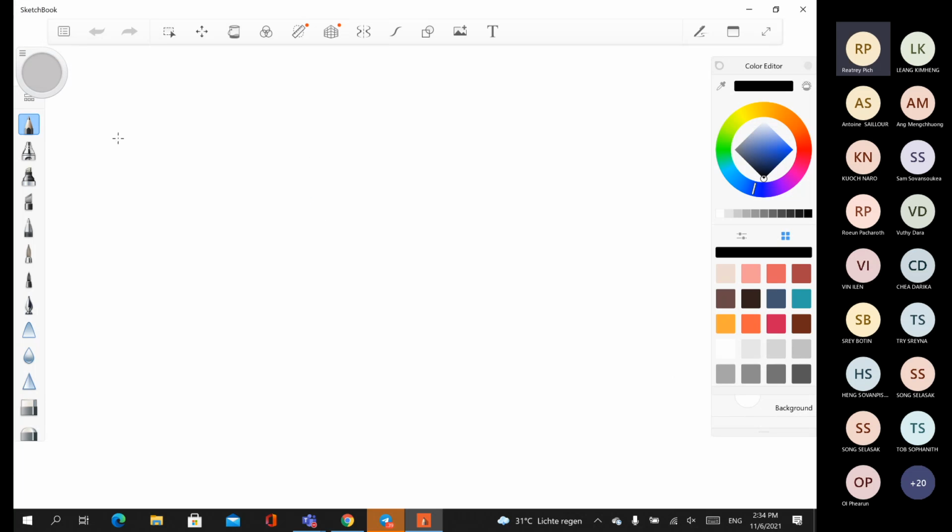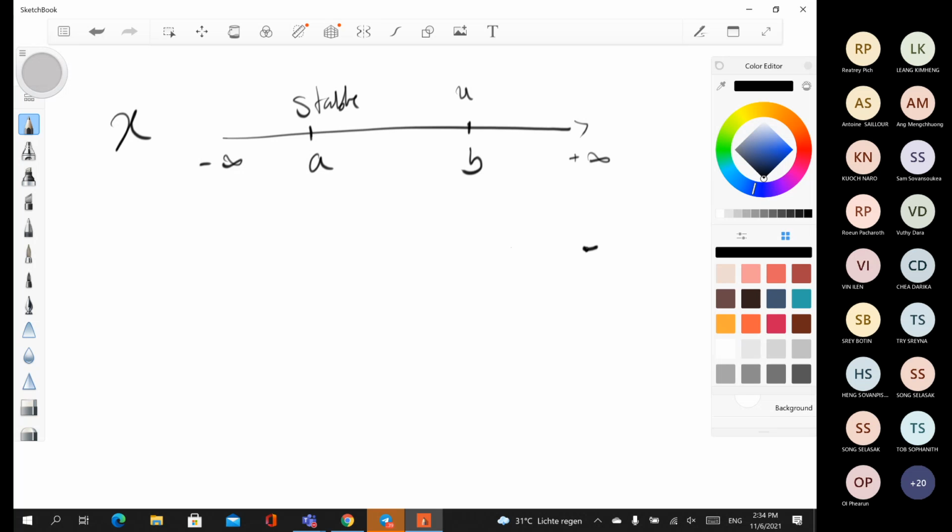Okay, let me focus on x here. For x, we have only two values, for example. I put a and b, and I put two notions, stable and unstable. So in this case, I can identify 2 points. x belongs to a to b.